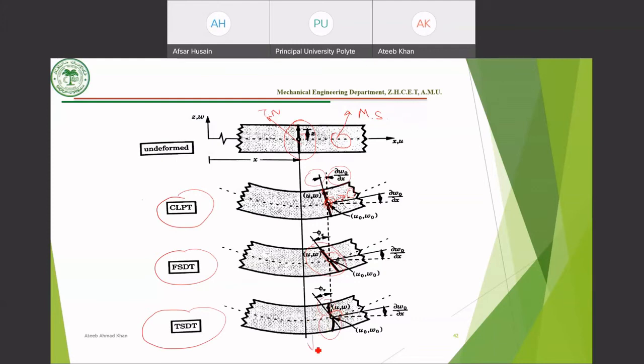So basically, in this direction, if I call this direction Z, epsilon ZZ will be equal to 0 for all the three cases. For all these three theories, epsilon ZZ will be equal to 0 because your transverse normal is not experiencing any elongation.